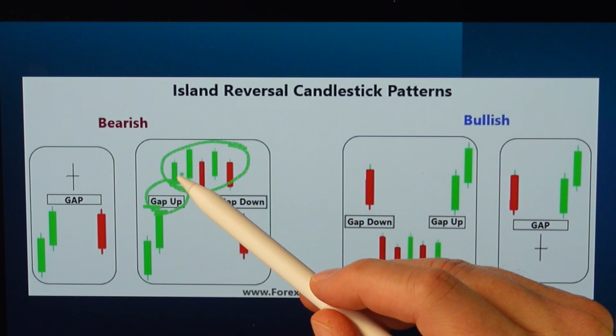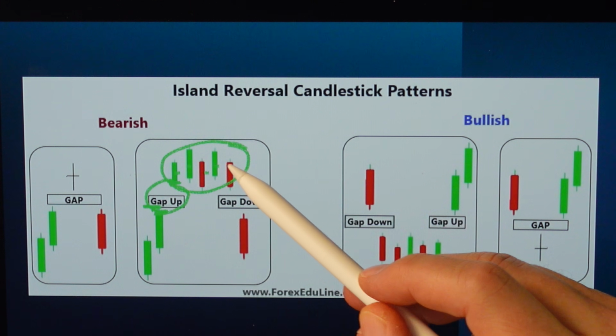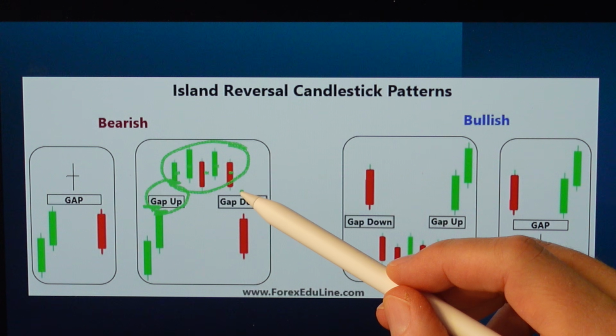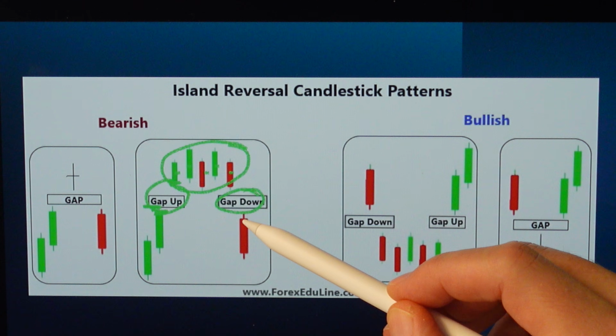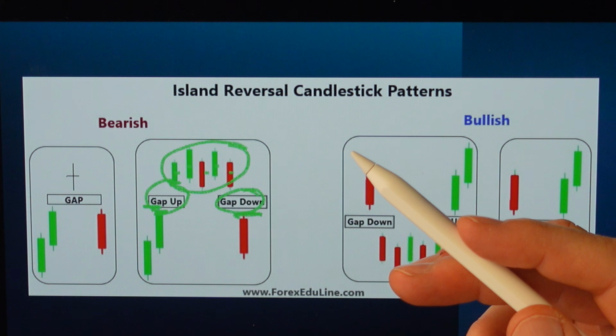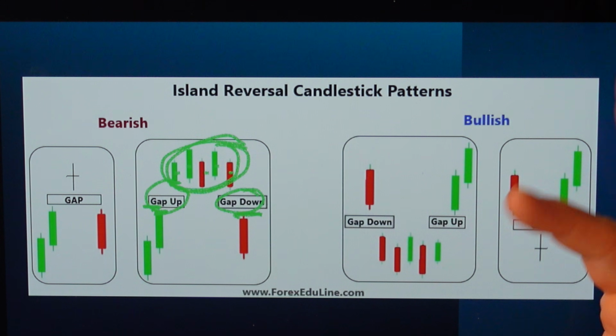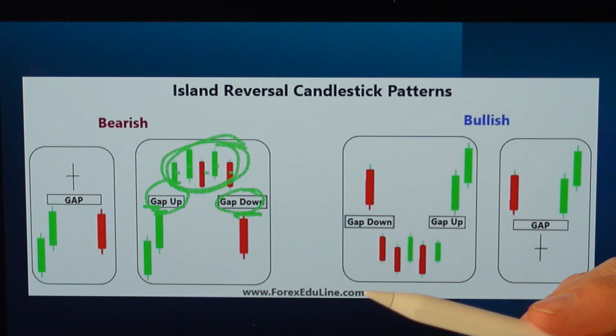There were a number of days in this case where the market stayed above that white space, and then suddenly it gapped down to a much lower open. This forms an island, and in this case, this is a bearish chart because we had a very definitive reversal after an attempt for this market to move higher.